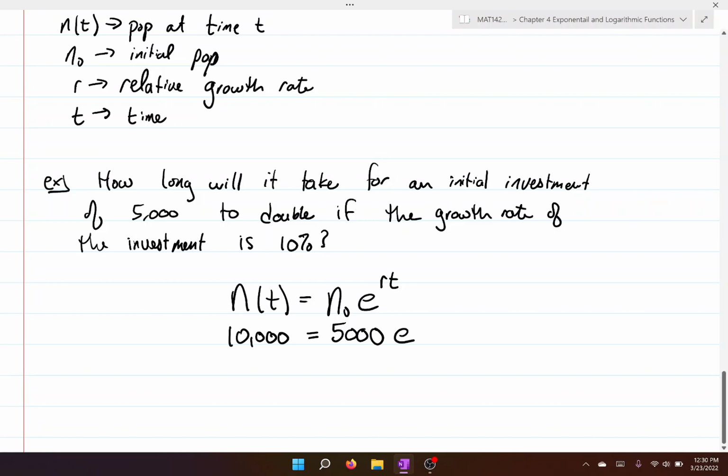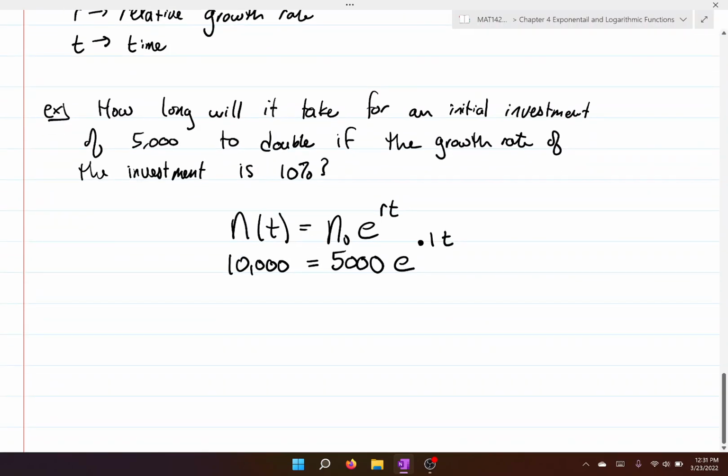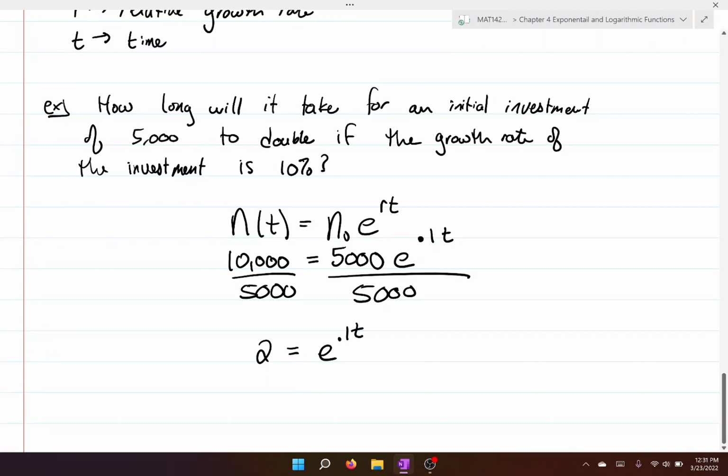E, now we know the growth rate. The growth rate is the investment rate, which is 10%. So this is going to be 0.1. And what we need to do is solve for t. So once again, I'm going to isolate the exponential by dividing both sides by 5,000. I'm getting out my calculator here real quick because I'm going to need it. So 10,000 divided by 5,000 is going to be 2 equals e to the 0.1t.